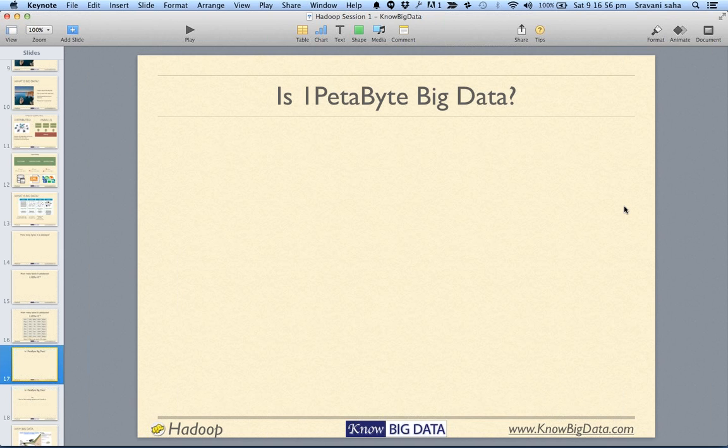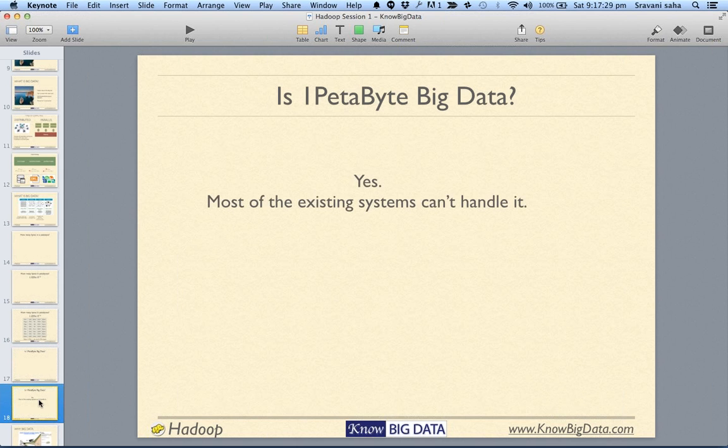If we try to churn 1 petabyte data with usual tools, it will take too much time. That is correct, and it depends on data. If data grows, yes. All right, great, excellent. So all of you agree that 1 petabyte is a big data.